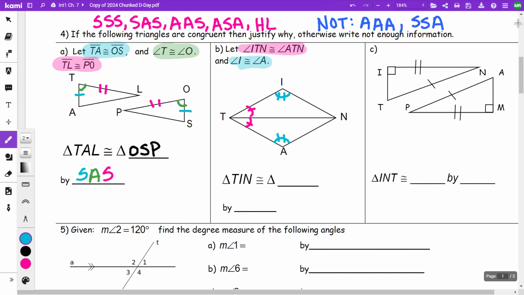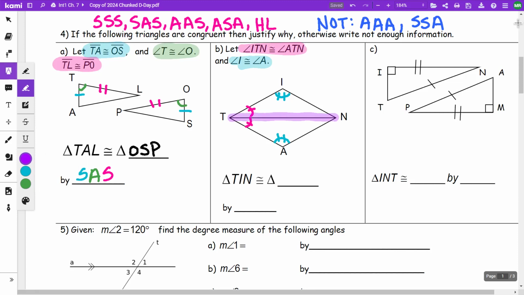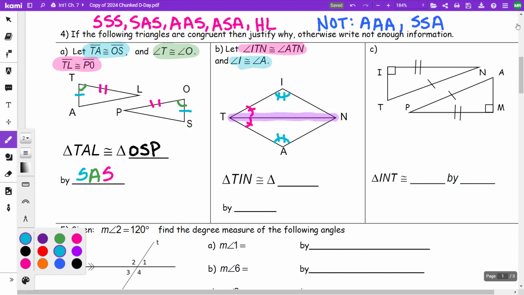Now that's all they gave us, but this particular side here is in both triangles. So it is congruent to itself. Line segment TN is congruent to line segment TN. So those are my markings.